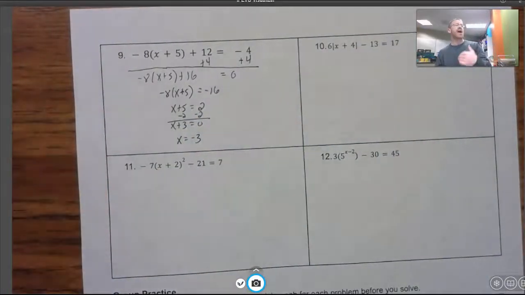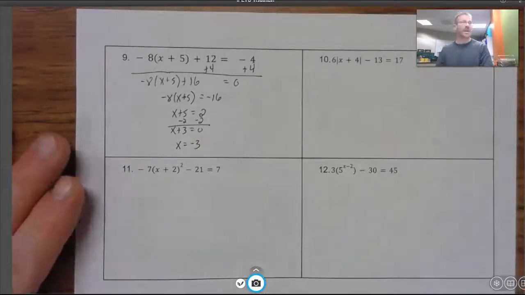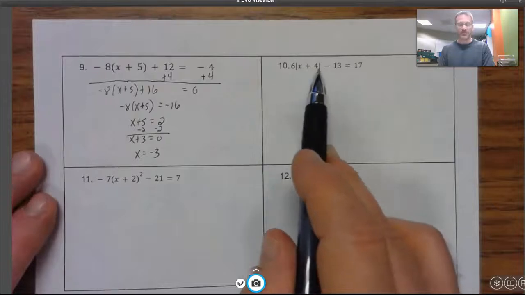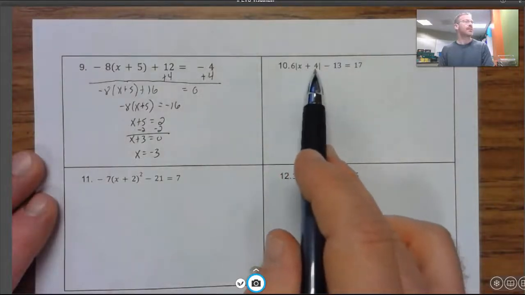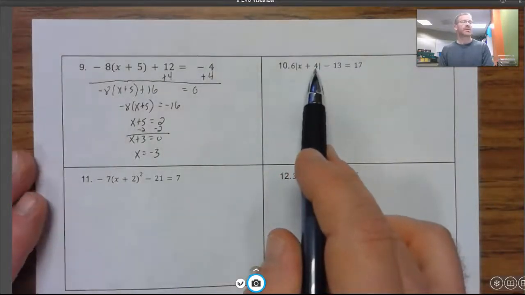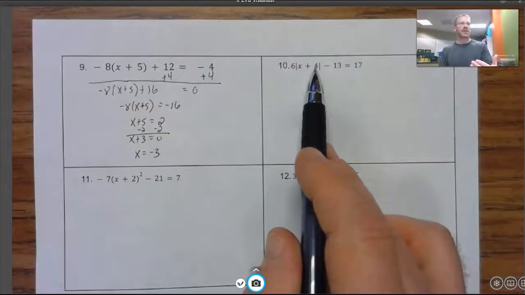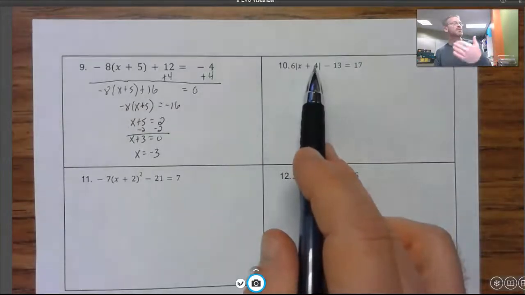So you can see that this just adds one additional step, right? We have to get that equal to 0 first so we can use that 0 property. All right, now looking at number 10, it's absolute value. So I'm expecting two solutions. Good. Now, is it equal to 0? No, so let's make it so.